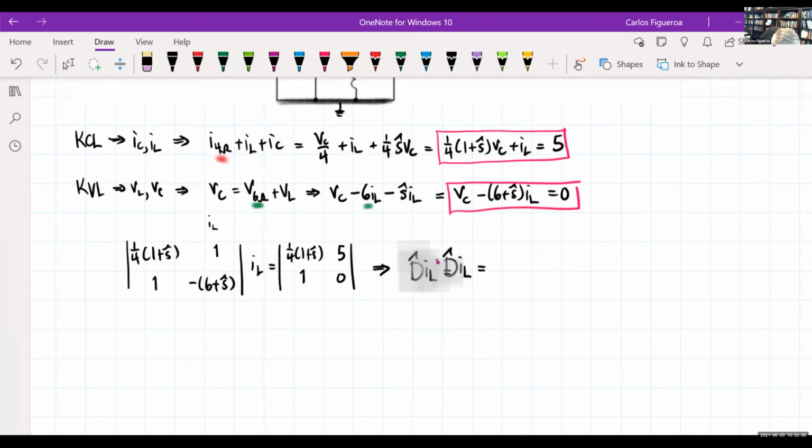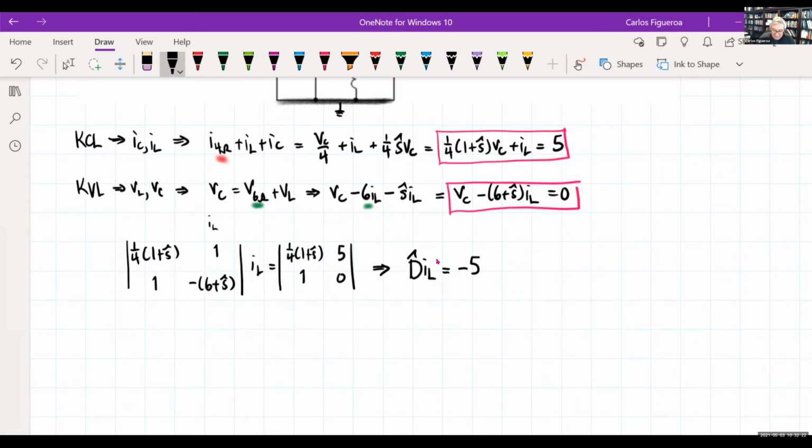And then my constant term, if I do the cross product, look at that. If I'm looking at the right side of the equation, you could see I get 1/4 times the quantity 1 plus S hat times 0, that's 0. Then I'm going to get minus 5.